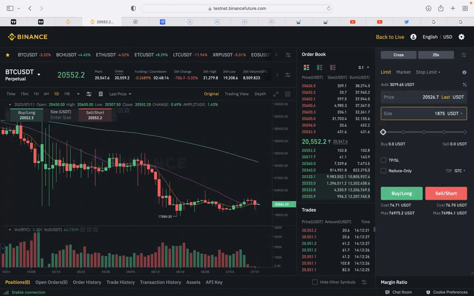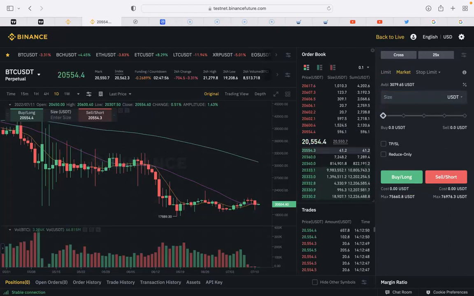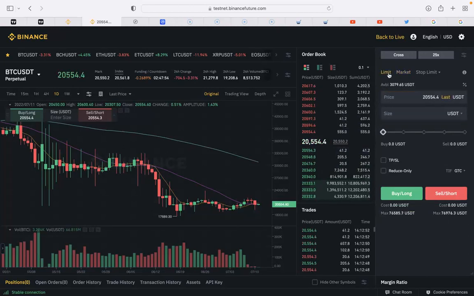Just before I get into shorting, we have several types of orders. We have limit order, we have market order. The limit order allows you to set the price at which you want to buy or sell a cryptocurrency. The market order allows you to execute instantly at the market price. But when trading futures, you want to always use the limit order because sometimes there could be huge volatility in the market, and if you're using the market order, your entry price might not be favorable. So always use the limit order.